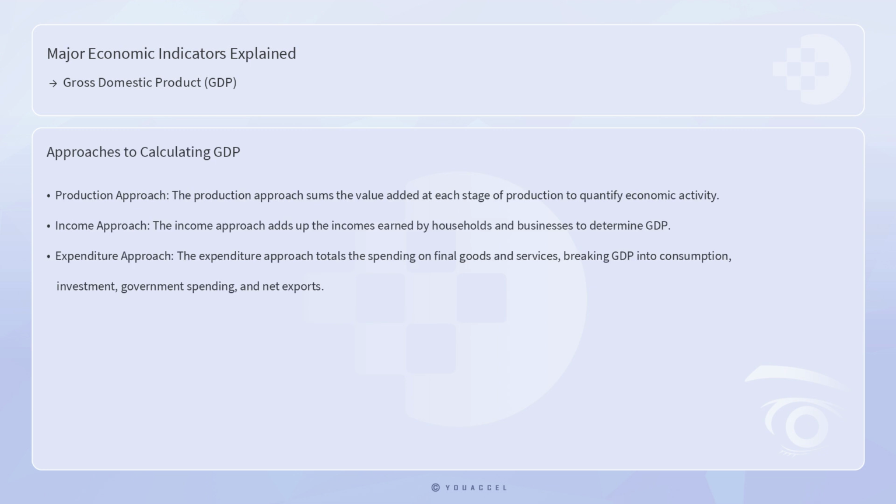GDP is calculated using three primary approaches: the production approach, the income approach, and the expenditure approach. Each method offers a different perspective on the economy, but they all aim to quantify the same economic activity. The production approach sums the value added at each stage of production. The income approach adds up the incomes earned by households and businesses, and the expenditure approach totals the spending on final goods and services. The expenditure approach is the most commonly used and breaks down GDP into four major components: consumption, investment, government spending, and net exports.